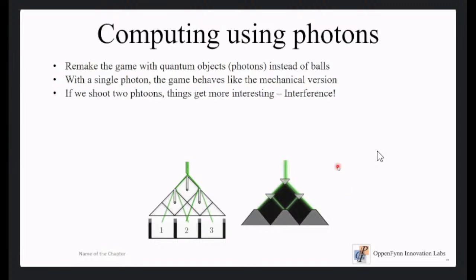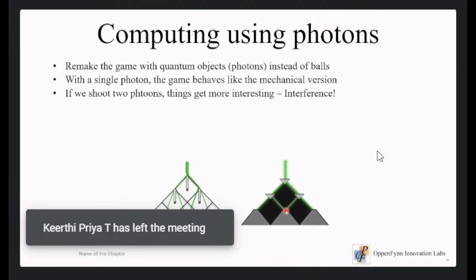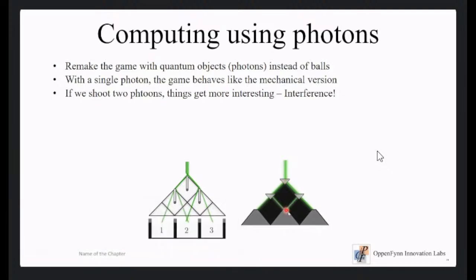When you have two photons, that's when things get interesting. Now you all know what interference is, right? There is constructive and destructive interference. When two photons come in, as in the case of this diagram, they meet at a point. Whether they interfere constructively or destructively depends on the path they have taken, right? So that's when things get interesting.